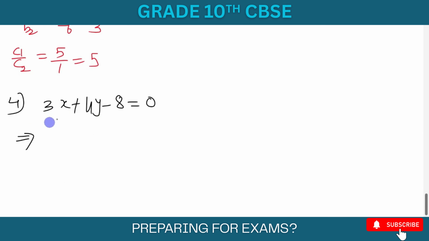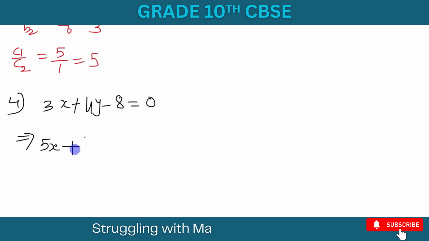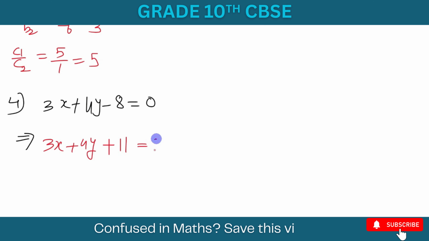For example, I'm writing 5x. So the ratio will be 3 by 5, and for the other coefficient you can take a number such that the ratio is also 3 by 5. Or just what you can do, we want the ratios to be equal, so take the x and y coefficients the same and take the constant term different. If we take it like this, 3 by 3 is 1, 4 by 4 is 1, 8 by 11 is not 1. So this is one of the possible answers, and from that we can write other answers also.